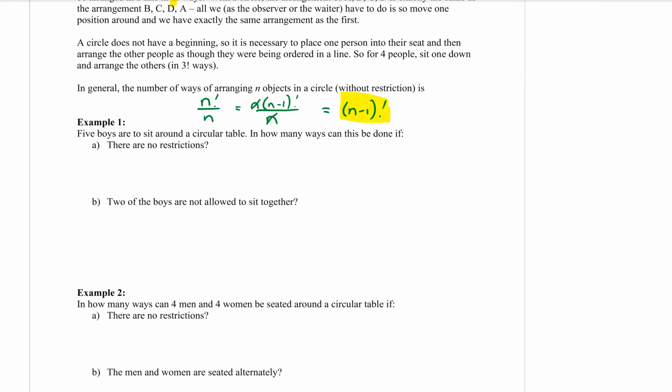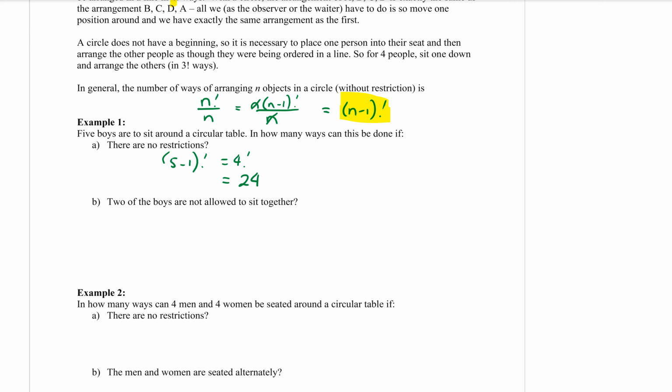So, 5 boys are to sit around a circular table. In how many ways can this be done if there are no restrictions? I'm going to choose the yellow highlighted one. There's 5, so it's 5 minus 1. I'll do the whole thing: 5 minus 1 factorial, or just 4 factorial. And you'll probably find you'll go straight to the 4 factorial. You'll go, it's a circle, I'll just take one off.